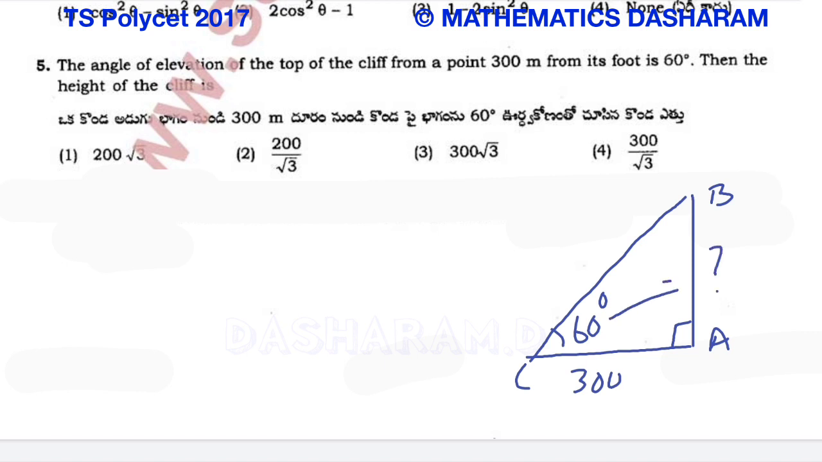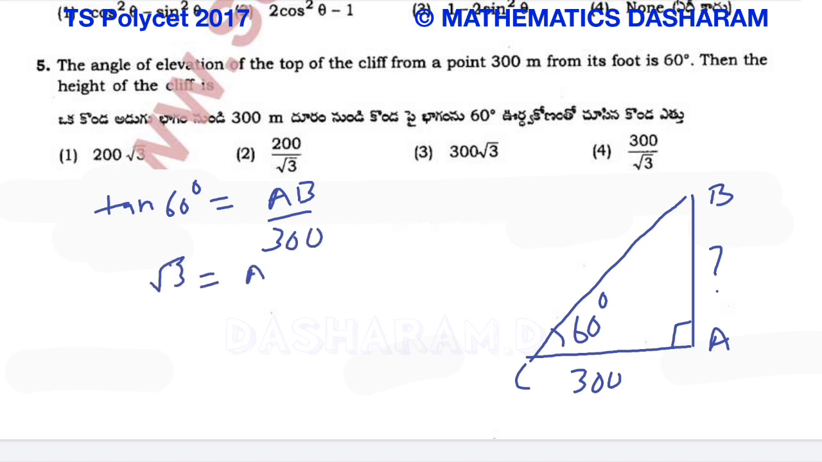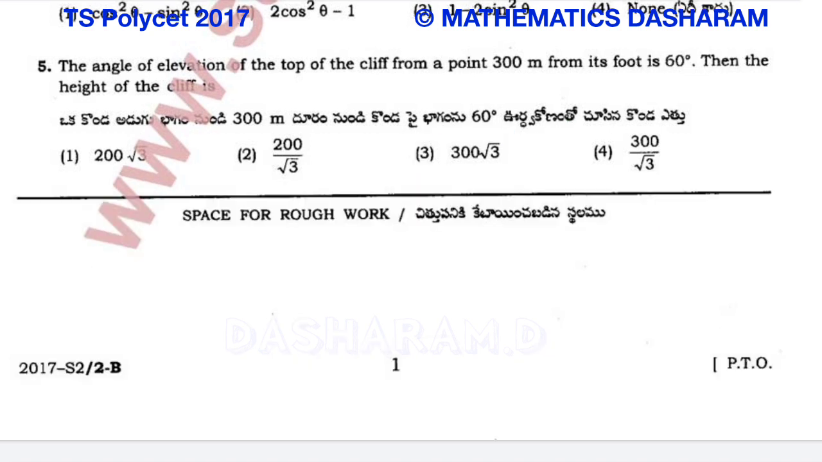For 60 degrees, the opposite is required and the adjacent is given. So use the tan trigonometric ratio. Tan 60 degrees equals opposite AB over adjacent 300. Tan 60 is root 3. It equals AB divided by 300. So AB equals 300 into root 3 meters. So option 3 is correct.